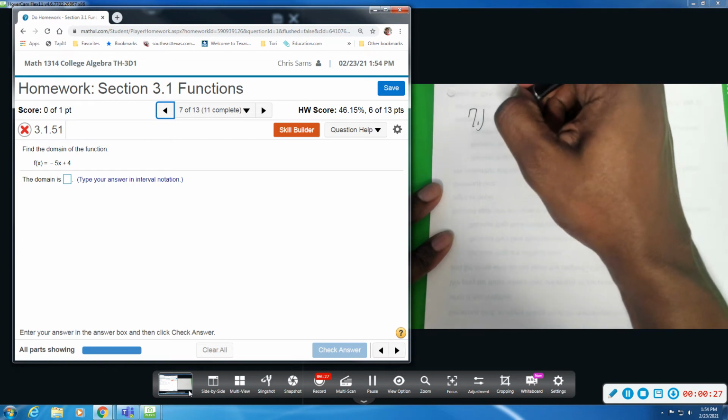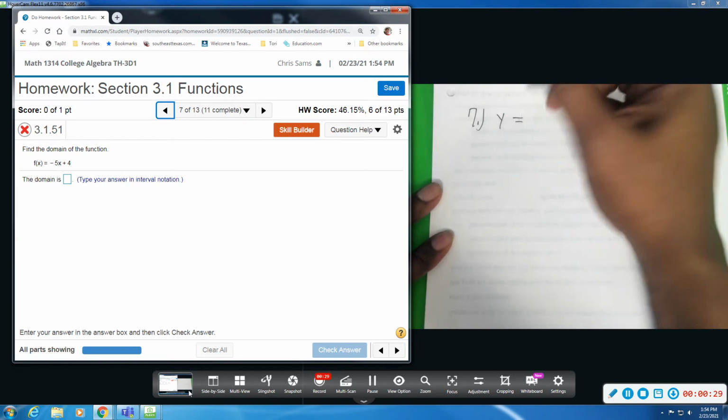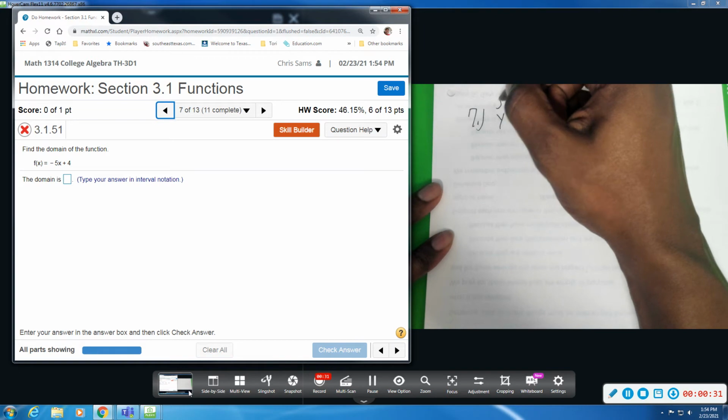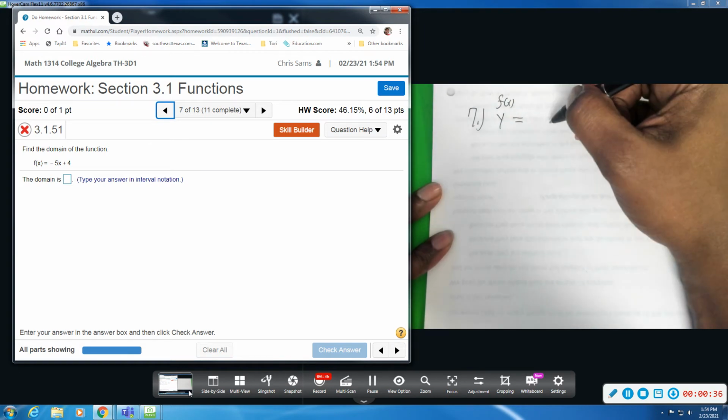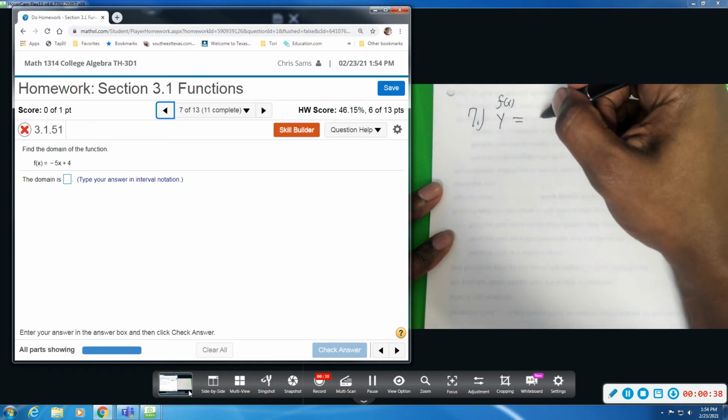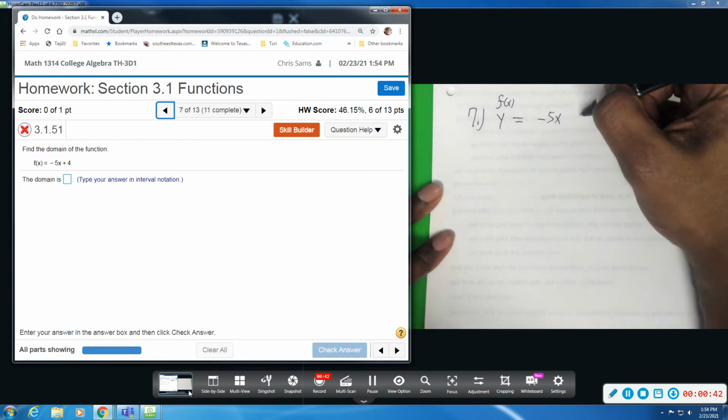All right, so in this example, I put y, but f of x, same thing. They're interchangeable. But we want to use f of x since we're doing function notation. This is equal to negative 5x plus 4.